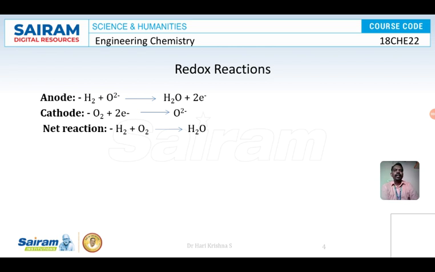Let us see the electrode reactions occurring at the anode and cathode. At the anode, in the presence of O2 minus, hydrogen undergoes oxidation to give you water and liberates two electrons. At the cathode, oxygen undergoes reduction, accepting these two electrons liberated at the anode to form O2 minus. So hydrogen and oxygen will give you water. The product which is formed is only water. The water formed will be continuously withdrawn from the anodic side.